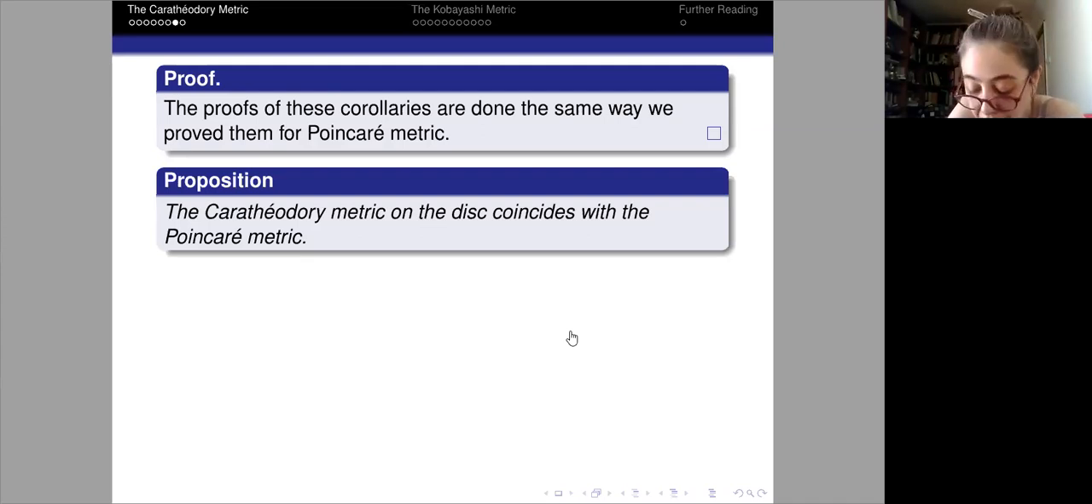But we have a proposition. This is an interesting proposition. It says that the metric on the disk actually coincides with the Poincaré metric. So when you take your domain U as the unit disk, you get nothing but the Poincaré metric.